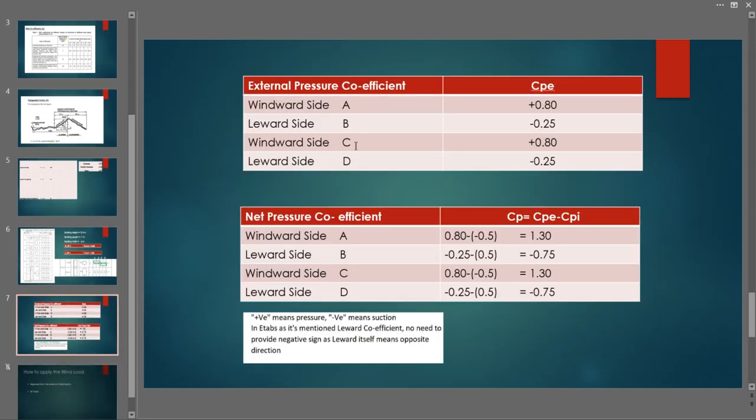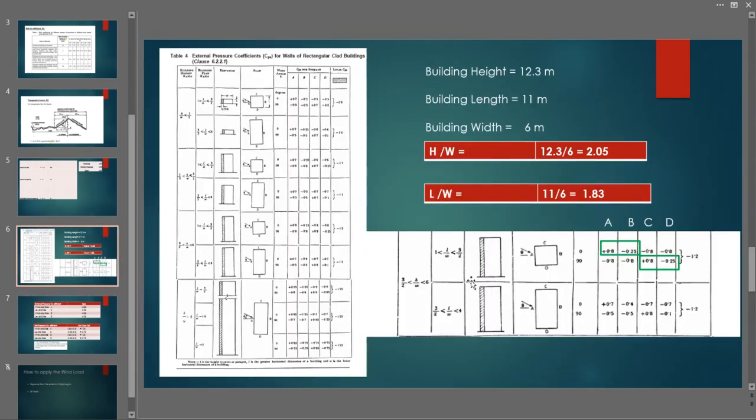If you look here, you will see that this is the windward coefficient: windward side A, leeward side B, windward side C, and leeward side D. From here you can see these are the values. You don't need to deal with these values, you only have to deal with these values, because our value is coming somewhere around this one. So this is A, this is B. These are the 0-degree angles, so you only have to focus on this one.